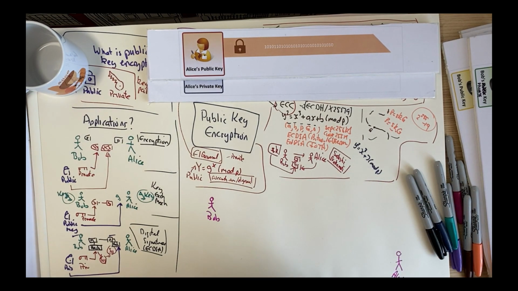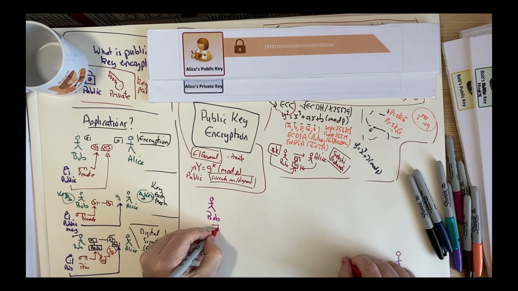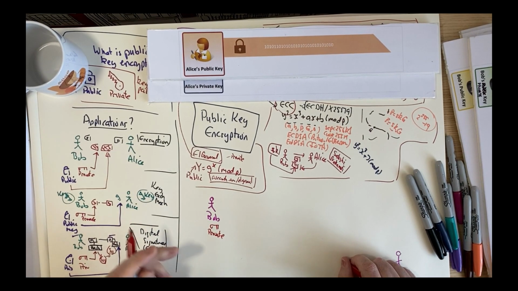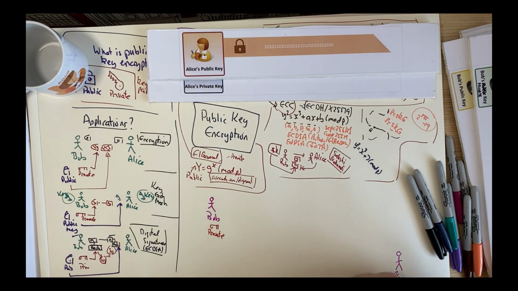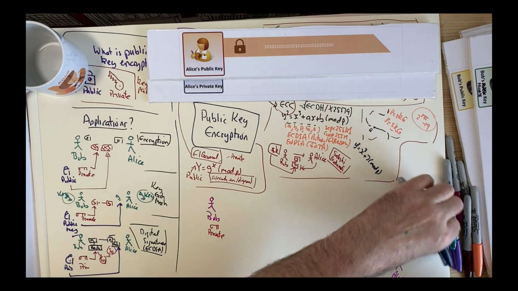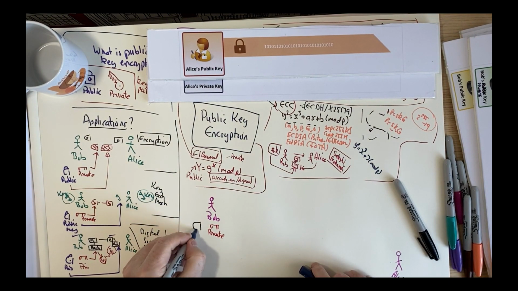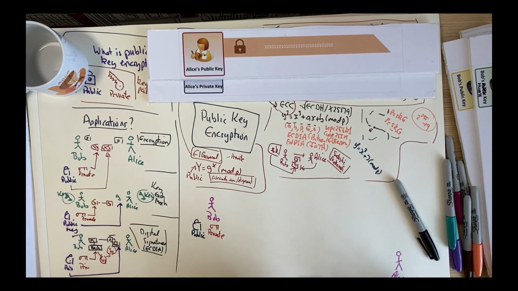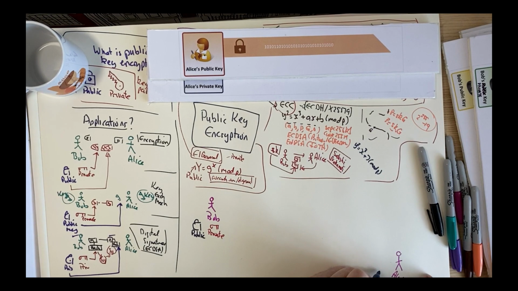What we'll do is we'll generate a key pair for both of them. So this is Bob's private key, and we'll have Bob's public key. Okay, and then over here we'll have Alice's public key and her private key.